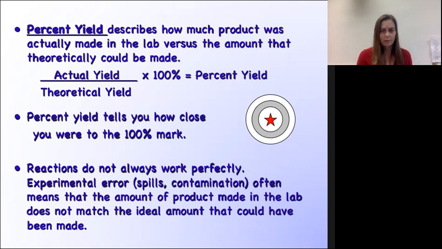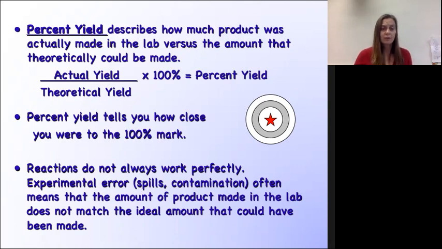Reactions don't work perfectly. There can be experimental error. We might spill some, there might be some contamination, or sometimes there are side reactions, other things happening that aren't the target reaction. And so those errors are going to mean that the amount of product that we make in the lab is not always going to match the ideal amount that could have been made.